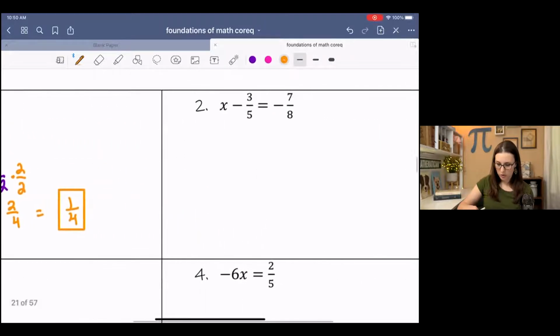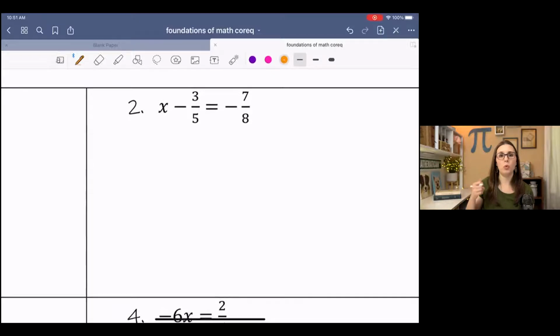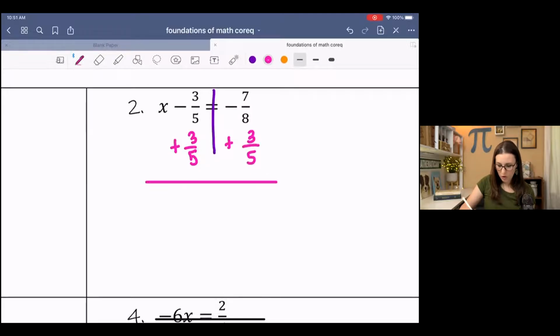Number 2, why don't you pause it and try it? It's very similar to number 1. So go ahead and try it. Just try it and then come back. Hopefully you set your boundary here. And the inverse of negative 3/5 is positive 3/5. And that goes over here, which creates our new equation. X equals negative 7/8 plus 3/5.